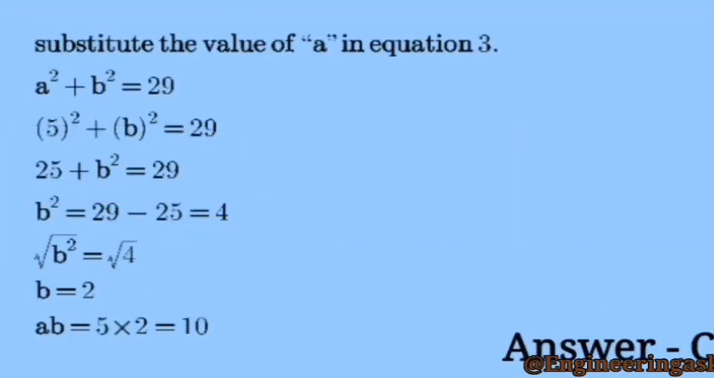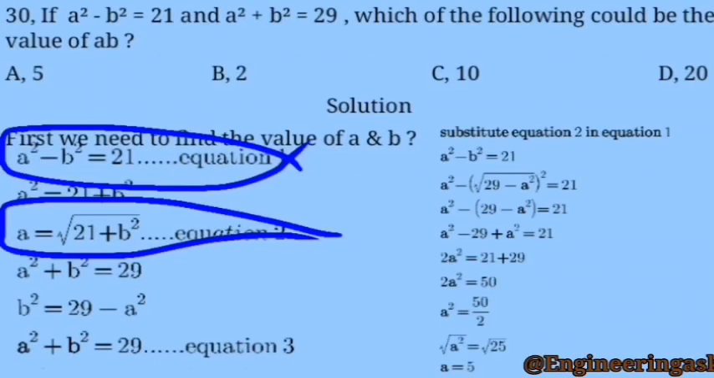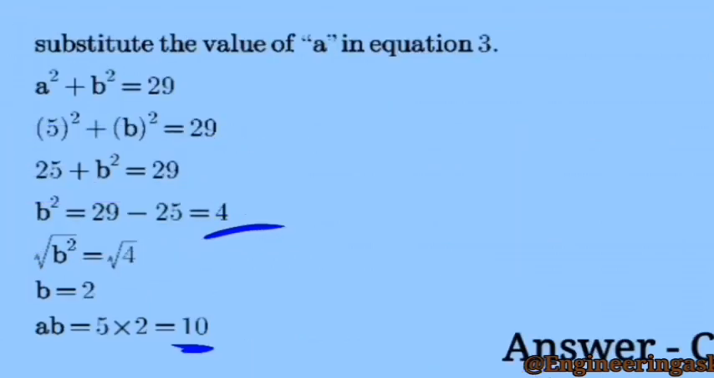So substitute the value of a in equation 3. In equation 3, a square plus b square equals 29. 5 square plus b square equals 29. 25 plus b square equals 29. b square will be 29 minus 25. This will give us 4. So taking the square root of 4 gives b equals 2. So ab will be 5 times 2. It gives us 10. So the answer will be C, since the value of a is already computed as a equals 5. So the answer is 10.